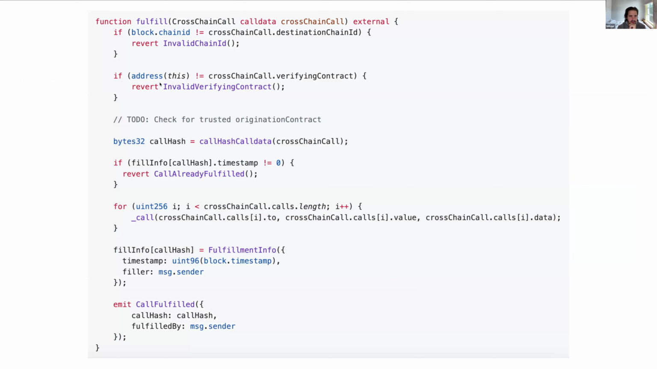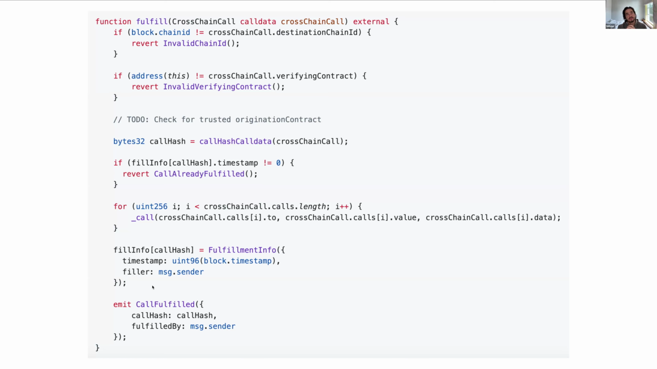And the verifying contract does some basic checks to make sure that this is the right chain ID, that this is the right verifying contract for this. And then basically it's just going to iterate through all the calls that were asked to be made. And if any of those calls revert, then this whole call is going to revert. But if all the calls succeed, then it's going to store this info. And so it's going to say, for this call hash, it was fulfilled at this timestamp, and this was the fulfiller. And this is what we're going to prove state against later.